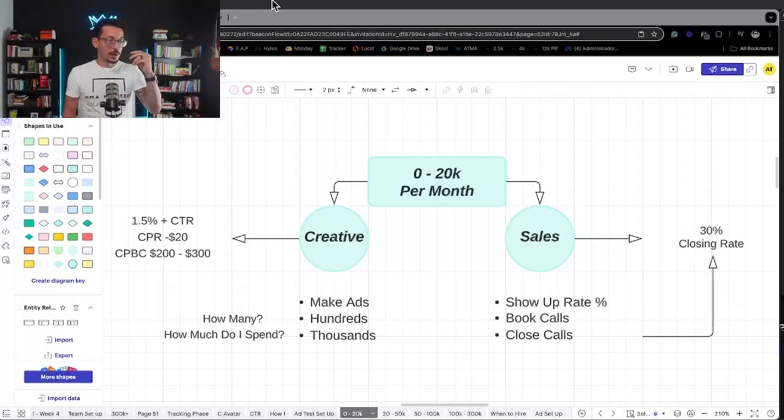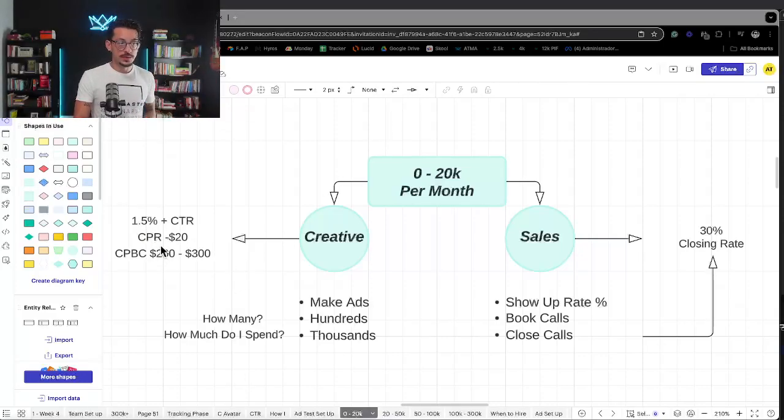Okay, so we need a good creative, which is an ad, and we need at least a good sales skill. So 0 to 20 is mainly about the ads and about sales. If you're at 20 or 30K per month right now, this is the reason why. You still don't know how to attract clients consistently, which is the marketing. And if you do attract those clients, you're not closing them at a consistent rate. So from the ads point of view, we need a 1.5 CTR.